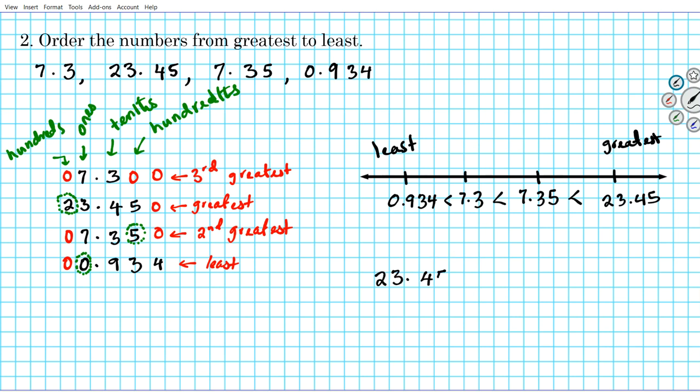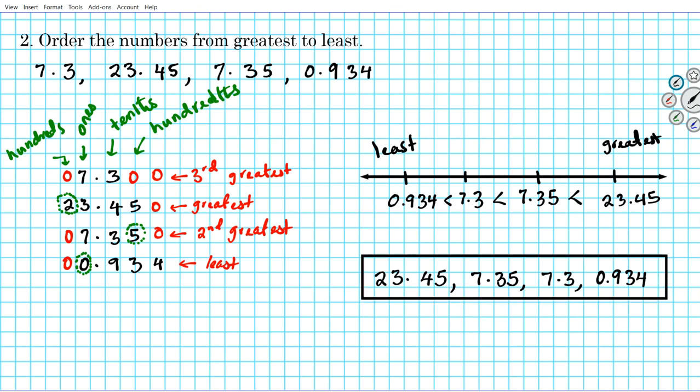23.45. And then the next one is 7.35, followed by 7.3, and then the least one comes last, 0.934. Alright, so this is the answer to question number 2.